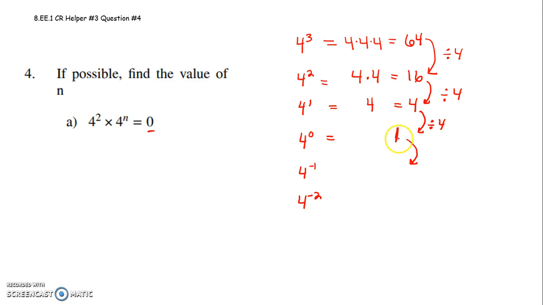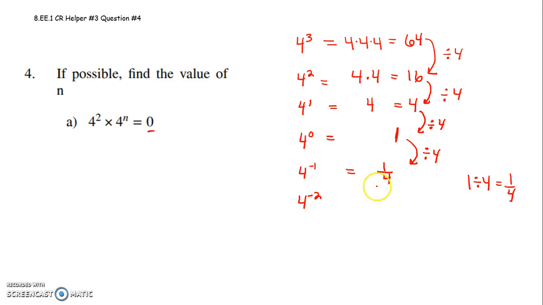4 to the negative first, I would have to take 1 divided by 4. Well, what's 1 divided by 4? We can always write that with a fraction bar, so that's 1/4. So 4 to the -1 is 1/4.